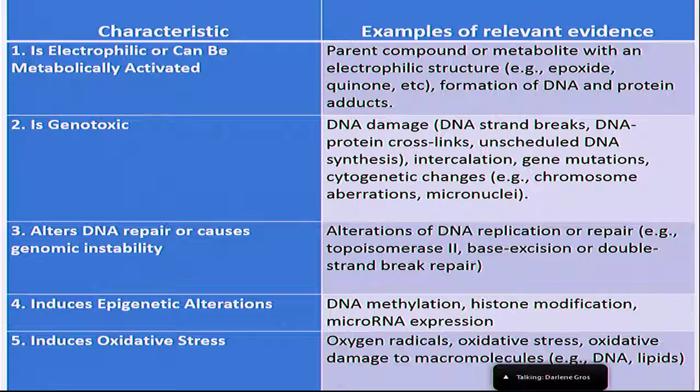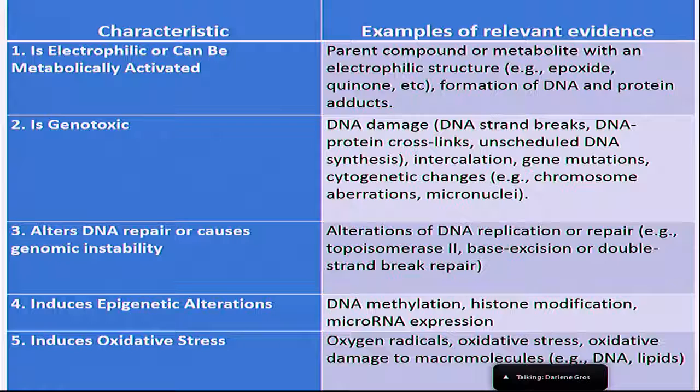So these are the key characteristics. Electrophilicity, basically, does it get activated or is the chemical an electrophile, which will form DNA and protein adducts? Does it cause DNA damage? Is it genotoxic through various things like cytogenetic changes, micronuclei? Does it alter DNA repair, things like topoisomerase 2, or alter double-strand break repair? Does it cause epigenetic alterations? And by epigenetics here, we mean the ones like DNA methylation, histone modification, and microRNA expression. We don't mean non-genotoxic effects.